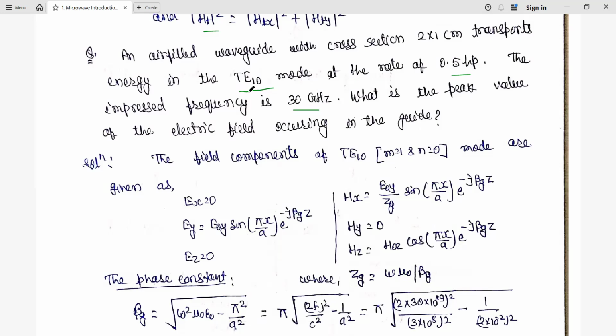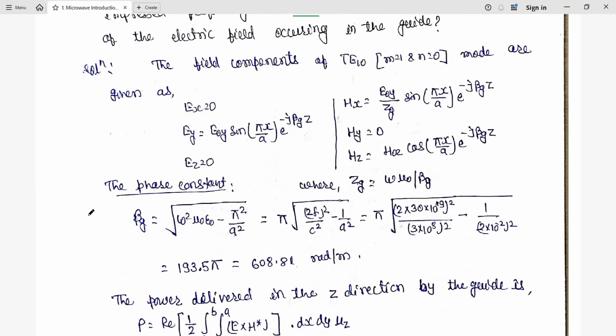So here TE10. So what is the mode here? That is TE10, so M is 1 here, N is 0. So we already know what M and N are. In this situation, we have EX equal to 0 and the EY component is EOY sine pi X by A into e to the power minus j beta gz. So here M is going to be equal to 1, that's why in place of this value it is 1. EZ is 0. Similarly, for the magnetic field components, we have EOY by ZZ.